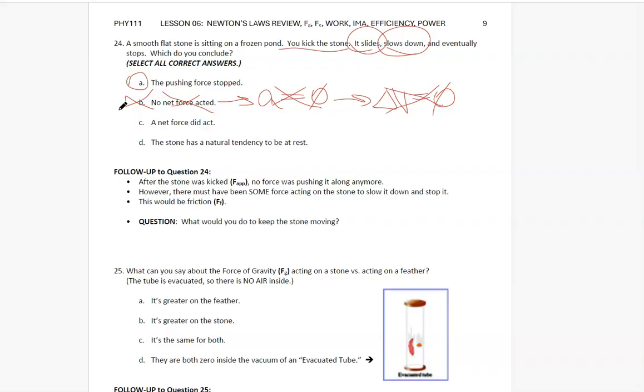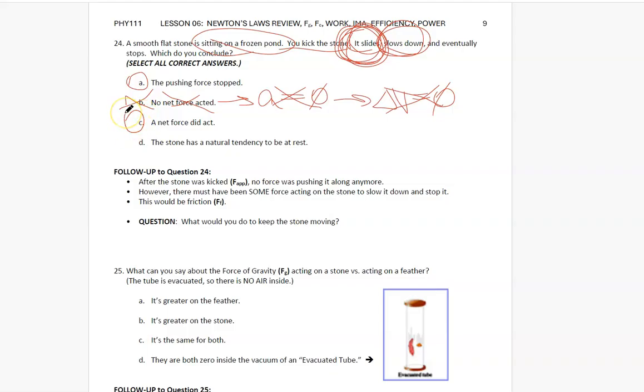C, a net force did act. Well, we just established there is a change in velocity: it went from sitting on the frozen pond to sliding, and then it went from sliding to slowing down. That's actually 2 changes in motion, 2 changes in velocity, 2 different accelerations. The first one was from the kick. The second one, slowing down, was probably from the friction between the stone and the ice. Yeah, there's not much friction, but there's enough to eventually slow the stone down. So yes, there was a net force acting on it.